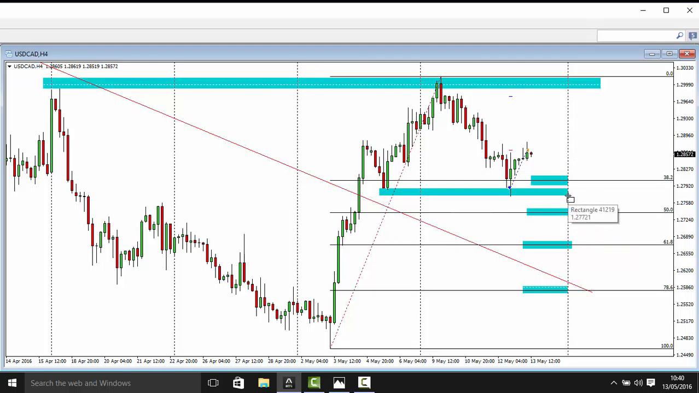So there's your two scenarios, and it really is as simple as this. You've got a fib level, you've got your stops taken up here. Where are people going to put the stops? Well, they're going to put the stops below the previous swing.